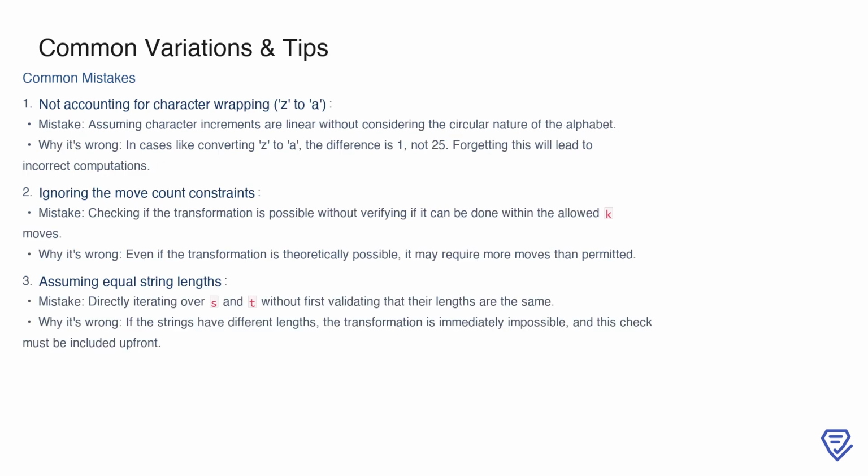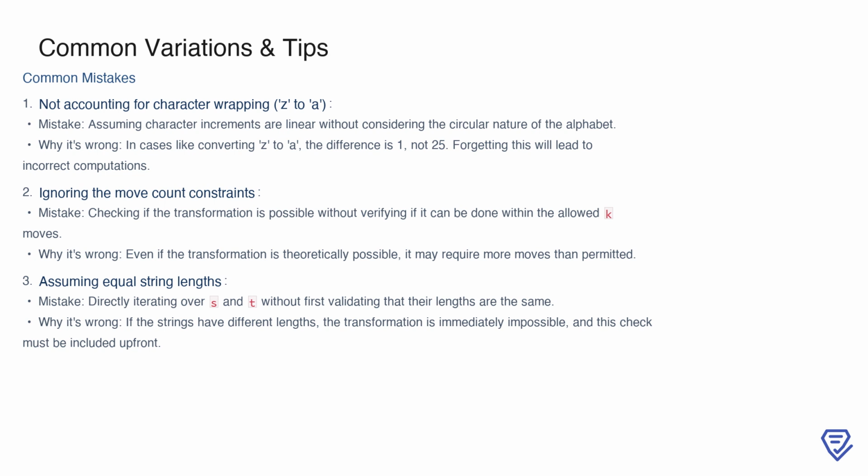When working on this problem, there are several common mistakes you need to watch out for. First, not accounting for character wrapping can lead to incorrect results. For example, if you need to convert Z to A, the shift is not 25 but rather 1, due to the circular nature of the alphabet. Ignoring this wrapping can cause miscalculations.